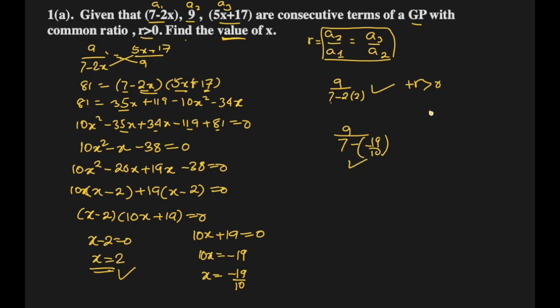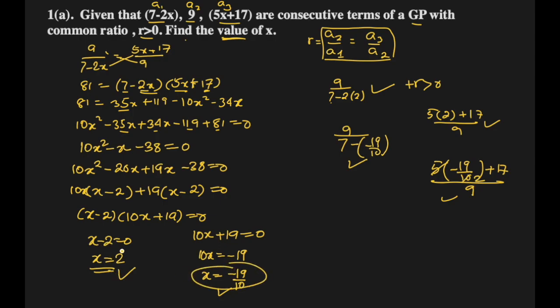Let's see the other one. 5 times 2 plus 17 over 9. Yes, r is greater than 0. And 5 times minus 19 over 10 plus 17 over 9. So this is also giving us positive. So good, both are working. These are the values of x.